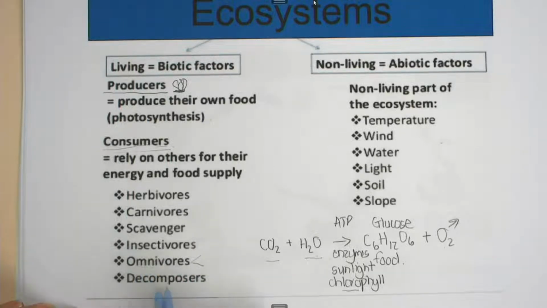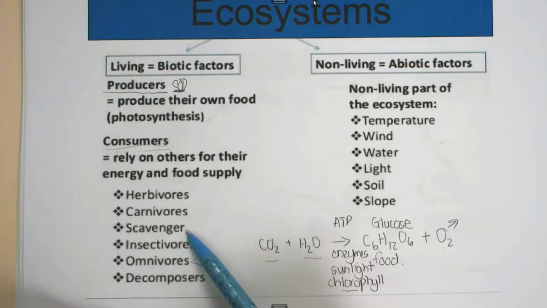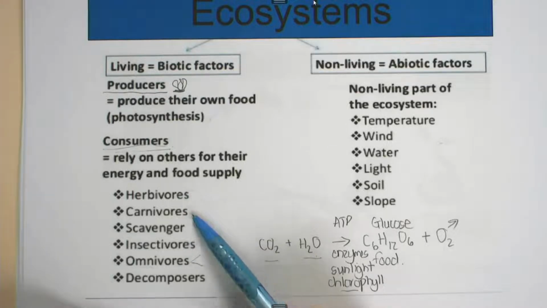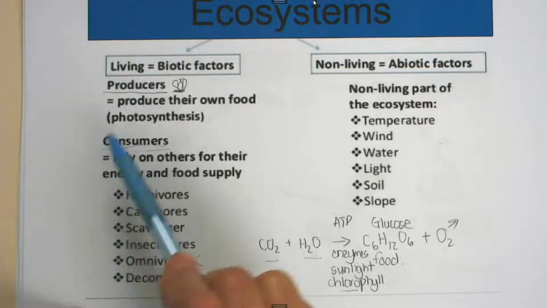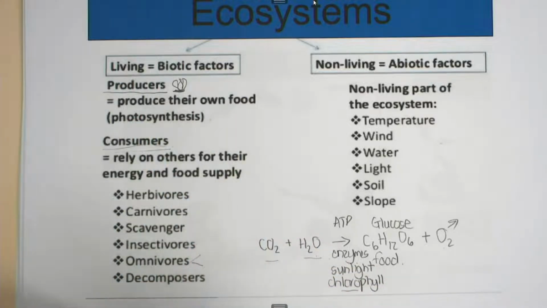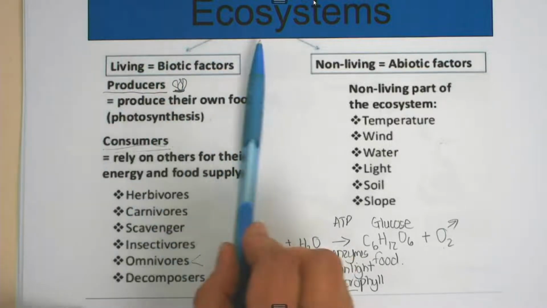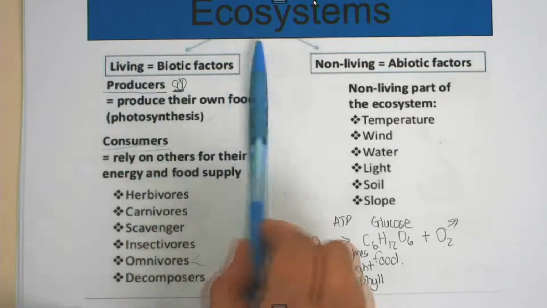And then decomposers, very, very important organisms. They are decomposing, they are breaking down all organic material. So whatever is left after the scavengers, the herbivores, the carnivores, insectivores and omnivores are finished, the decomposers will break that down so that it can be recycled back into the earth so that we can use it again. Okay, so nothing is wasted. And that is now the living section, things that are alive.